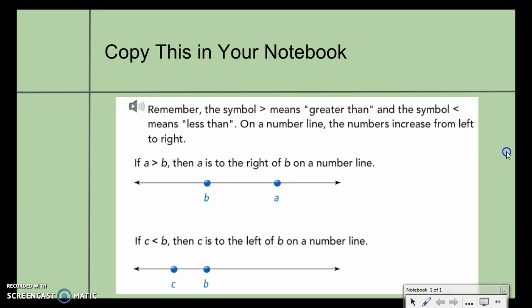The next one, if C is smaller than B, then C is going to be to the left. So if it's larger, it's on the right. If it's smaller, it's on the left. This counts for both positive and negative numbers, guys. Always, always, always, if on a number line, the number is towards the right, it's going to be bigger. Cool? So go ahead and copy all this into your notebook, and when you finish, go ahead and move on to the next slide.